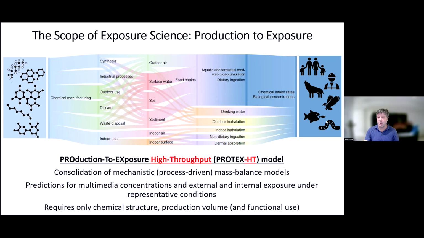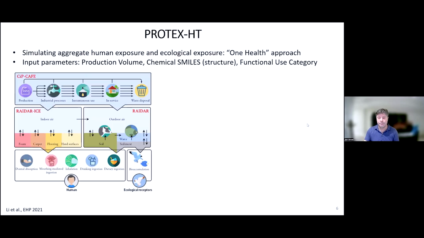And because we are exploiting the use of PBK models, we can also look at internal exposures like blood concentrations. Because we developed this model particularly for data-poor chemicals, we intended to make it relatively easy to parameterize. So we set representative conditions, for example, typical conditions in North America. Then we require only chemical structure, production volume, and functional use data in order to make a prediction of exposures to humans and the environment. I'll show this in more detail in a minute.